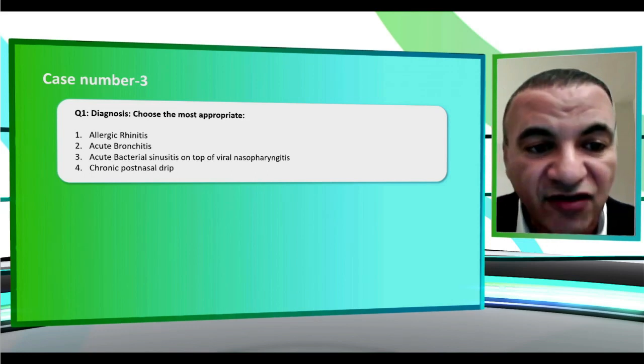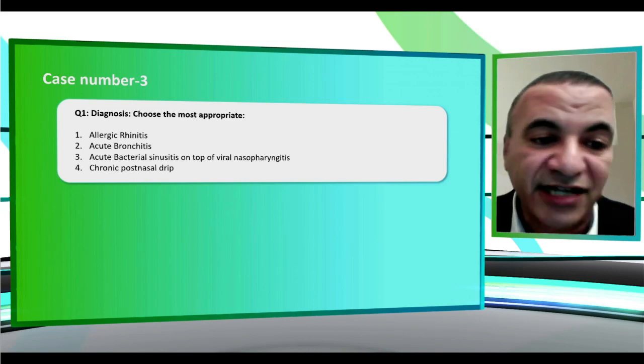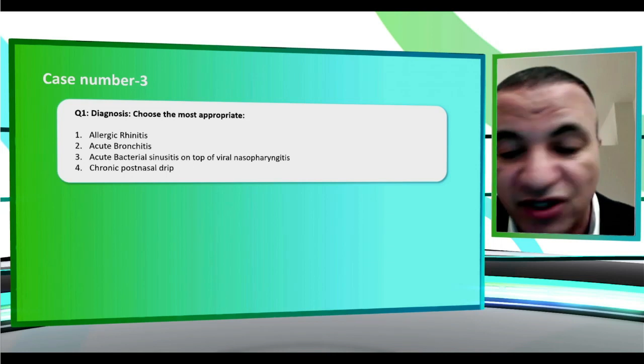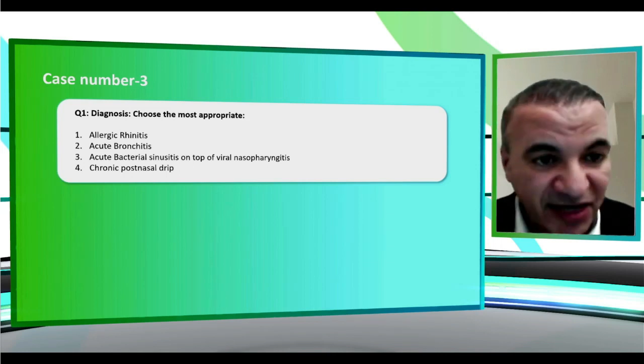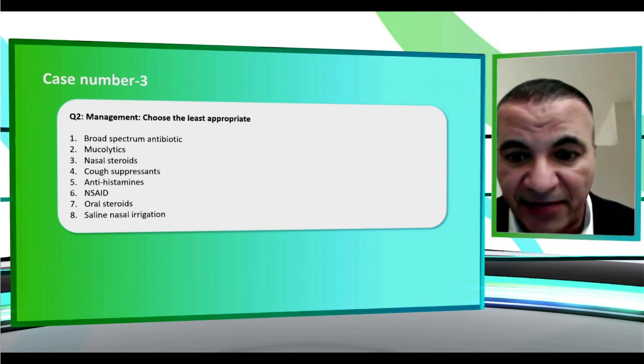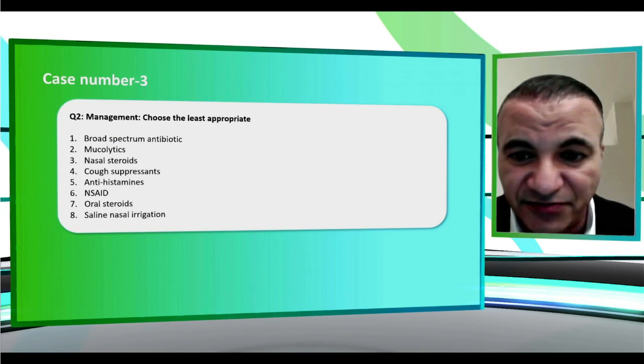Second thing, the color of the discharge is very important. Greenish or whitish is indicative of viral. When it turns yellowish or brownish, this indicates that the patient has a bacterial infection. So how to manage it? Shall I make it a poll or shall I answer it as well?